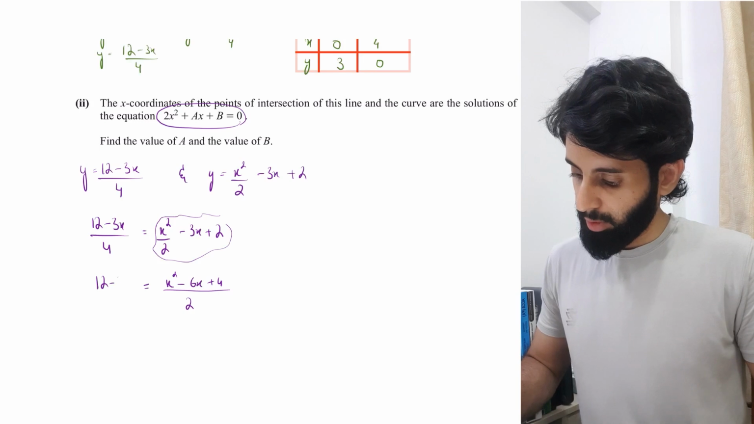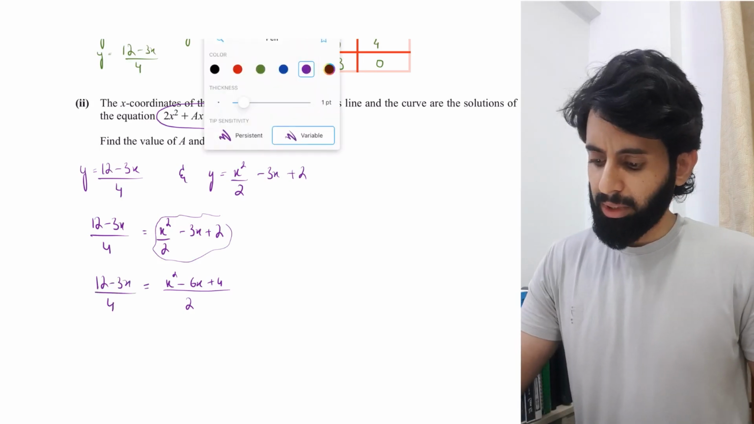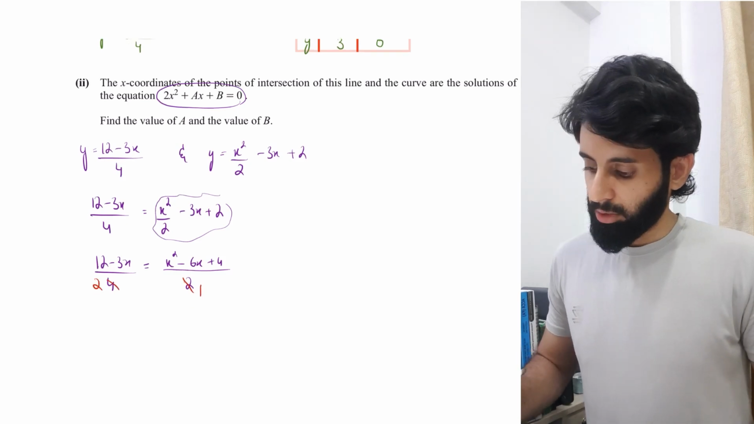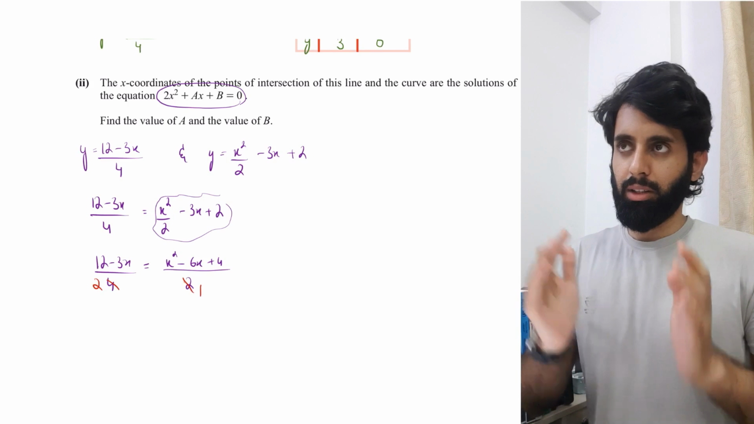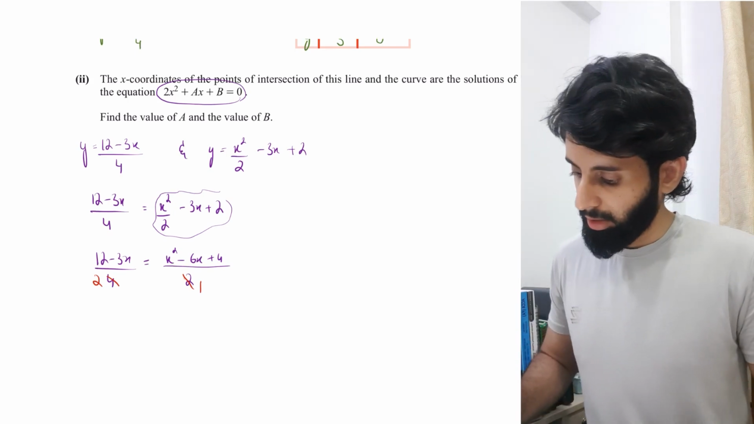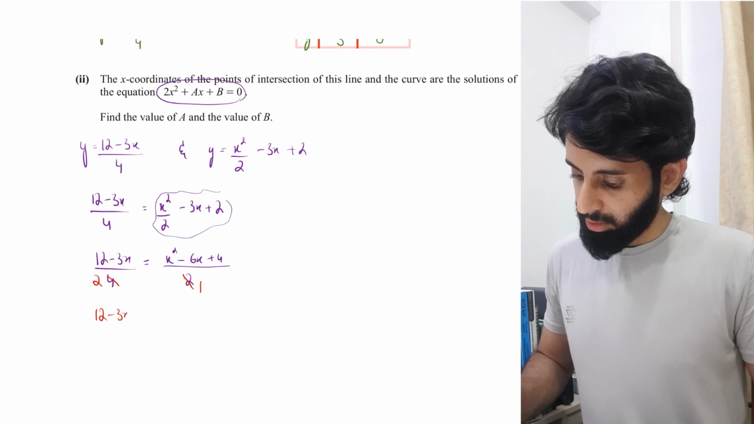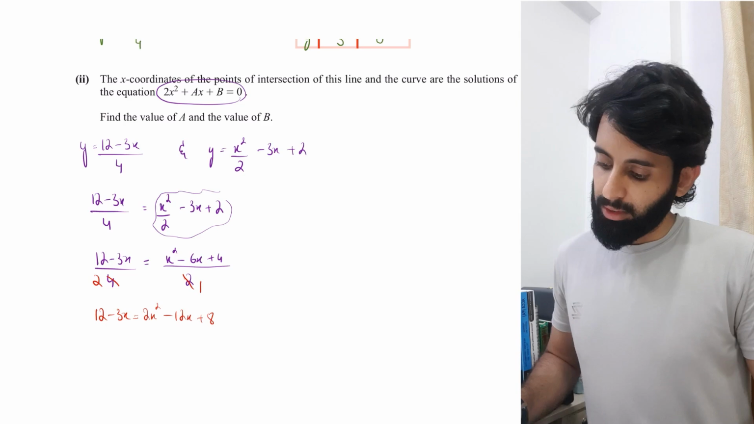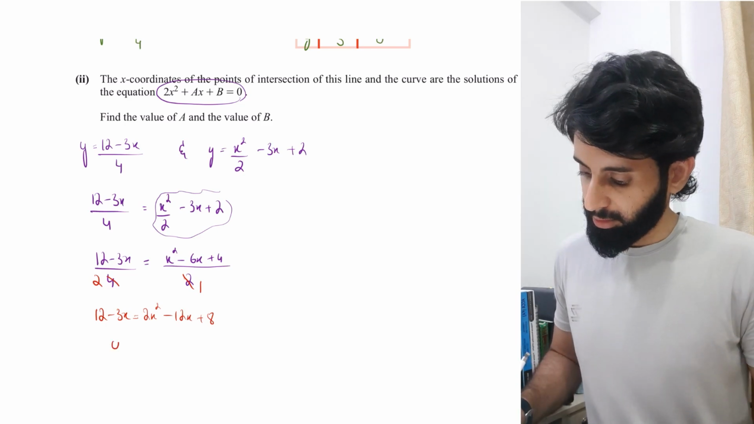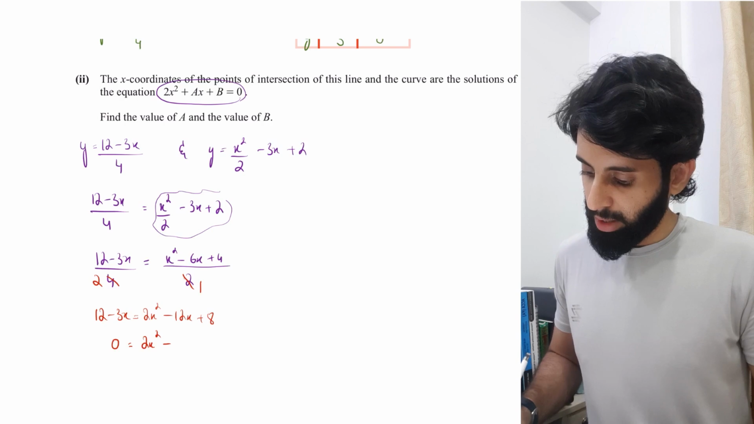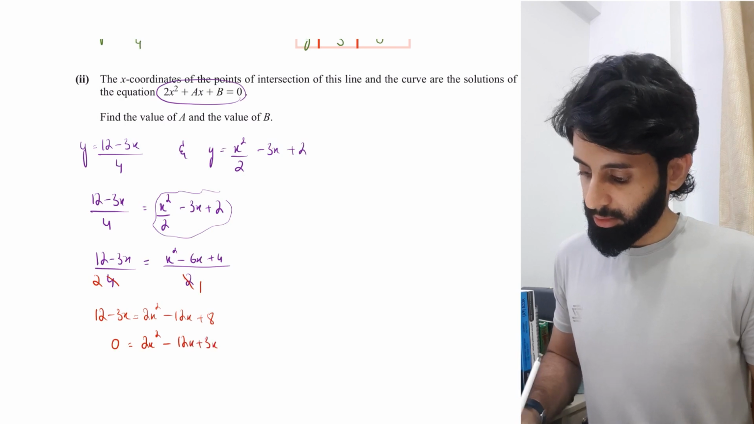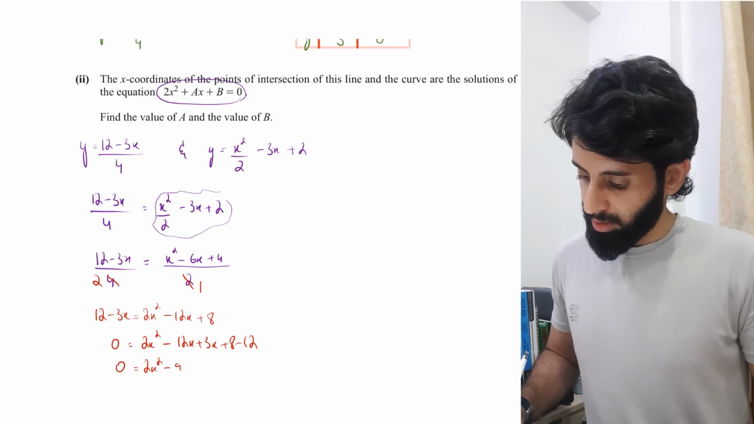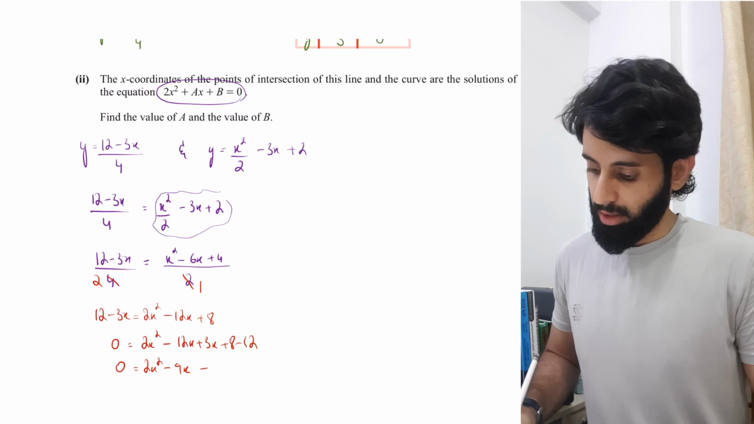Over here we have 12 minus 3x upon 4. At this point it's best that you cross multiply, but if you simplify before that, it's going to save you a lot of time. Whenever you have an equals sign between, you simplify the denominator with the denominator and the numerator with the numerator. So now I can cross multiply. 12 minus 3x is equal to 2x squared minus 12x plus 8. Let's shift everything to the right hand side. So this is 0: 2x squared minus 12x plus 3x plus 8 minus 12. So 2x squared minus 9x plus 8 minus 12 is minus 4.